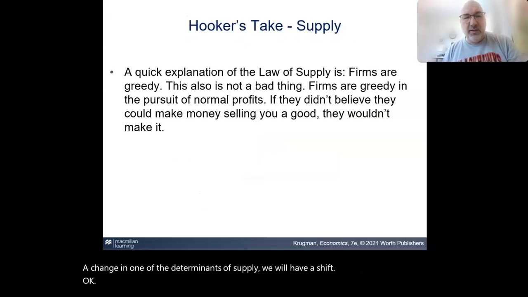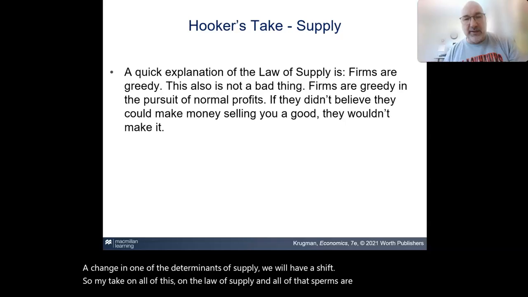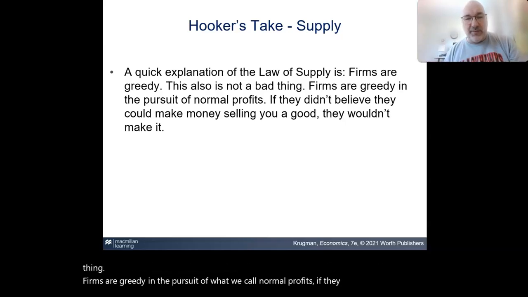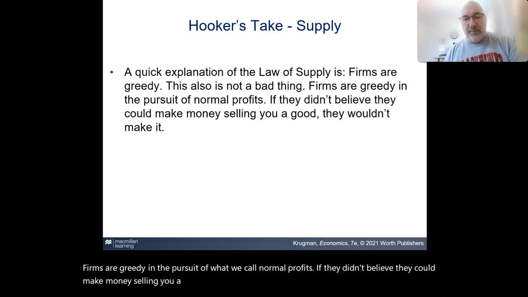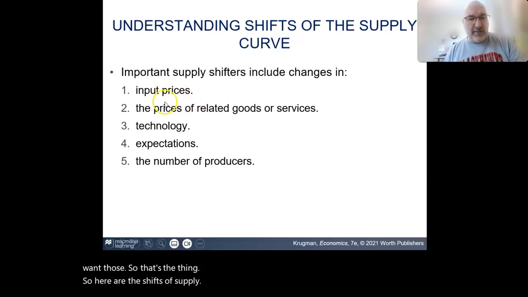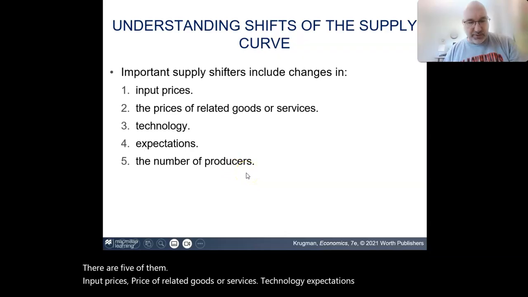Okay. So my take on all of this, on the law of supply, is firms are greedy. It's not a bad thing. Firms are greedy in the pursuit of what we call normal profits. If they didn't believe they could make money selling you a good, they wouldn't make it. You wouldn't have the goods, and you want those. So here are the shifts of supply. There are 5 of them: input prices, price of related goods or services, technology, expectations, and number of producers.